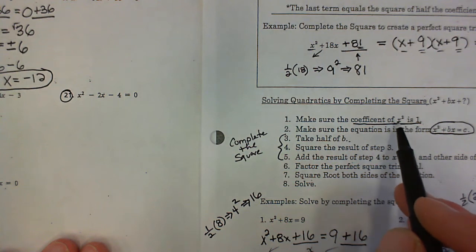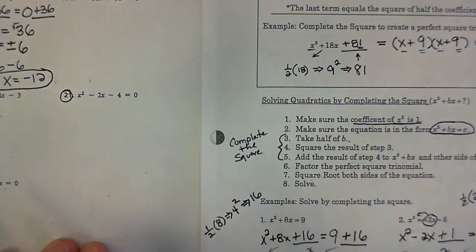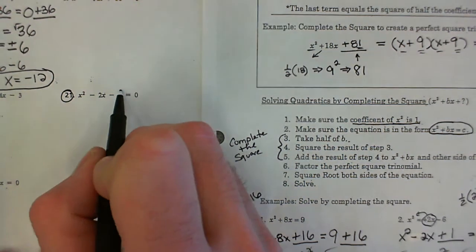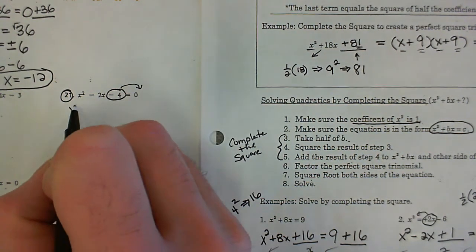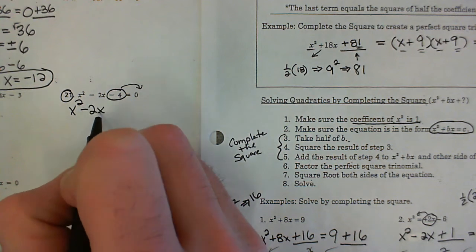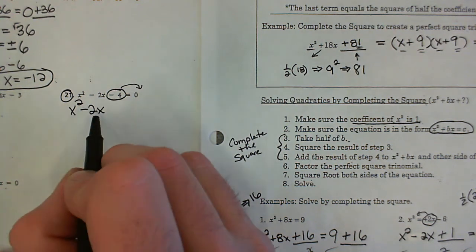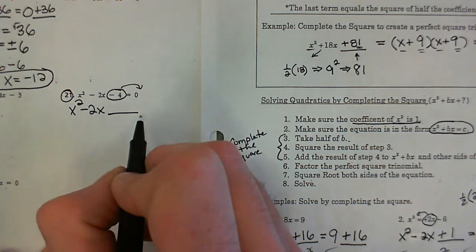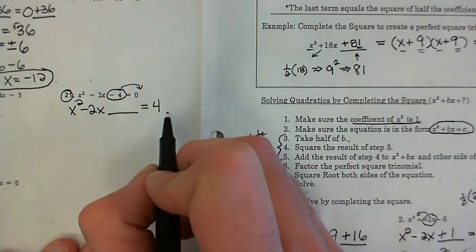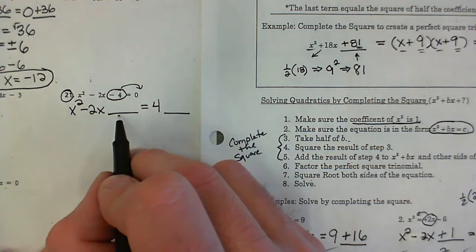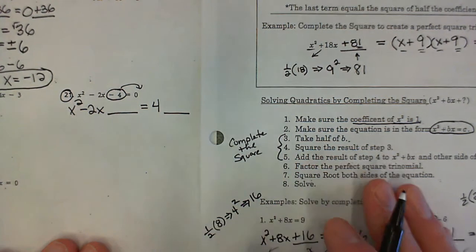Is the coefficient of x squared equal to 1? It sure is. Is the equation in the right sequence? It's not. The minus 4 needs to come to the other side. So I'm going to write this as x squared minus 2x, having the x squared and x term on one side, leave a space, equals, this is now going to be positive 4, and then I'm going to compensate the same way over on the right hand side.